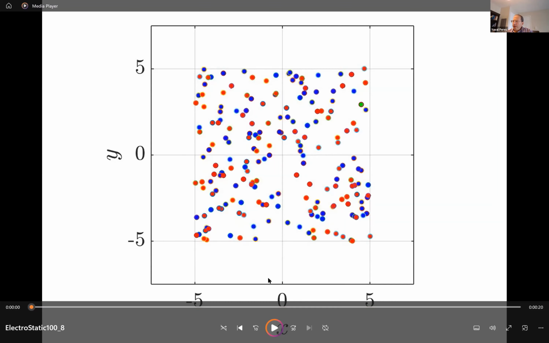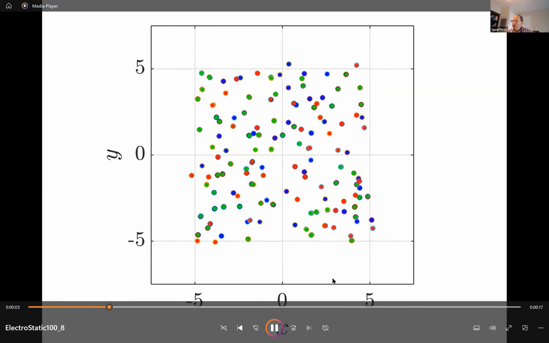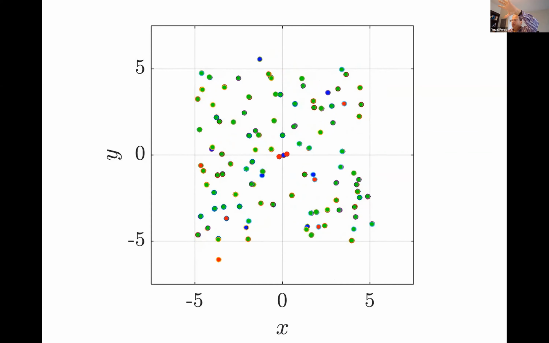And blues attract reds. So I'll run it again. Now, when a blue and a red match in this video, they get green. So while this electrostatic method in finite volume, we can show it creates a perfect matching, we are unable to analyze the distance in the matching.